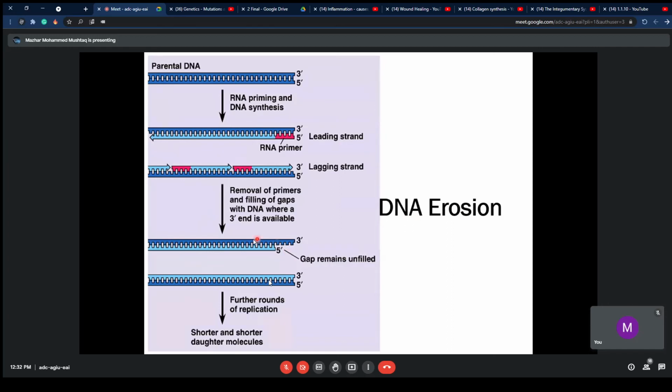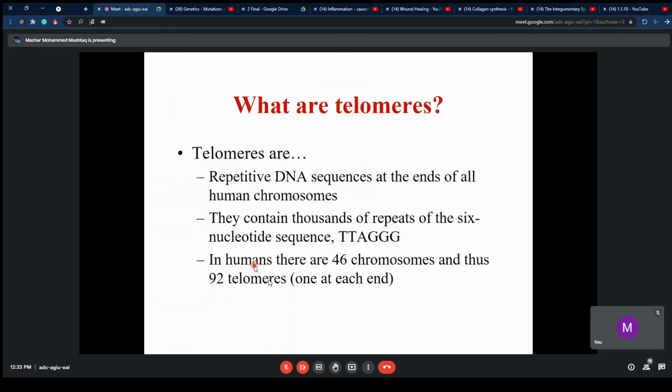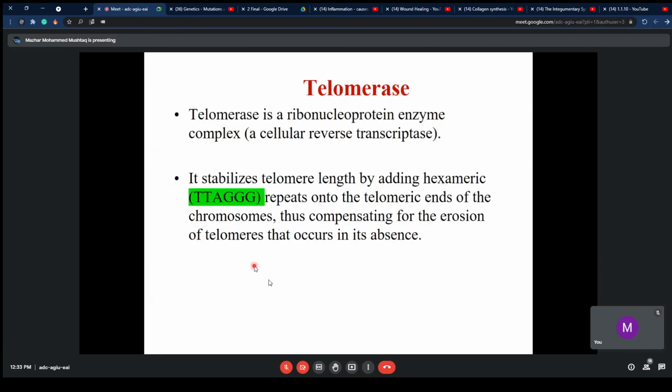You can see here the dark blue is the parental DNA, and the light blue is the newly formed DNA, and this is left unreplicated. The replication has not finished here. So in the next round of replication, the blue one will become even shorter and shorter and shorter. So this is the end problem of replication of the DNA.